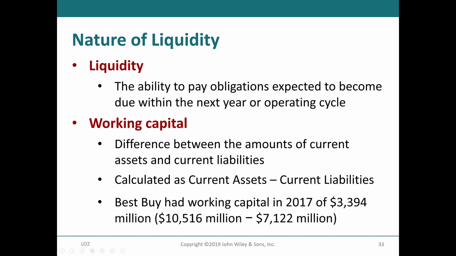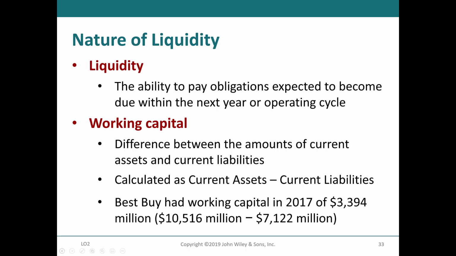Like all the ratios that we would do, solvency, profitability, the financial statements are what you use in order to get your ratios. So liquidity is the ability to pay obligations expected to become due within the next year or the operating cycle. Working capital is the difference between the amount of current assets and the amount of current liabilities, calculated as current assets minus current liabilities.